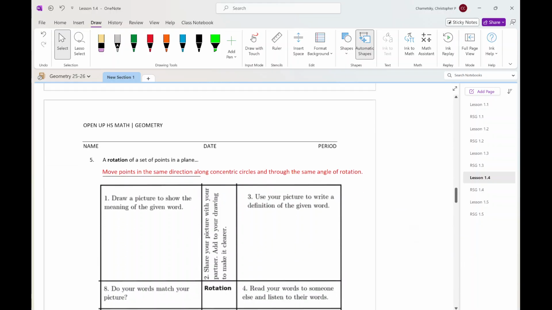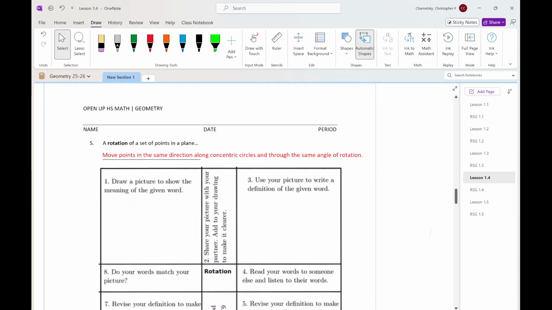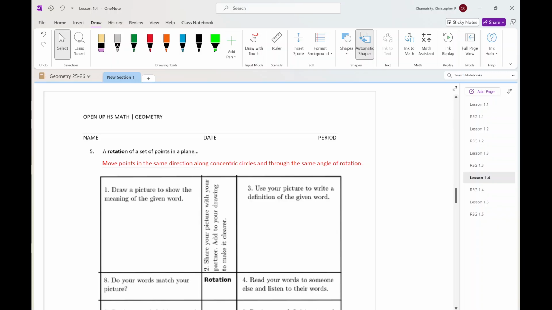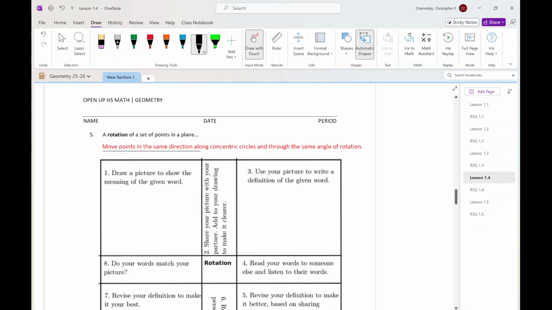If we go to a rotation, it moves points in the same direction along concentric circles through the same angle of rotation. So if I have something that is being rotated, like some segment, again, maybe we'll do AB, and we're going to rotate around some center point. Maybe this is my center point here, and that's the point we're going to rotate around. We would rotate in concentric circles. That's the path that A would move along, and B would move in a bigger circle centered around the same point.